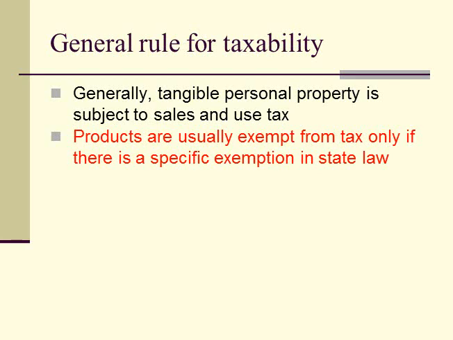State statutes and regulations provide exemptions from tax for specific tangible personal property. For example, most states exempt food and prescription medicine from tax. As a rule, if there is no specific exemption for a specific tangible product, then the taxpayer should assume that the product is taxable.